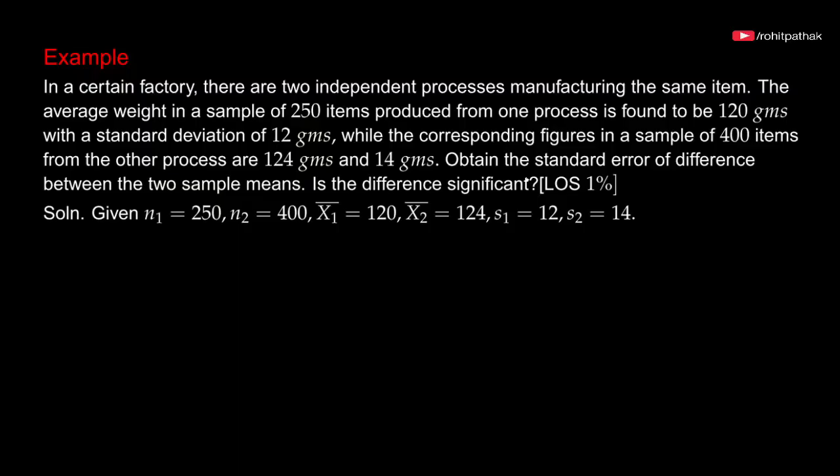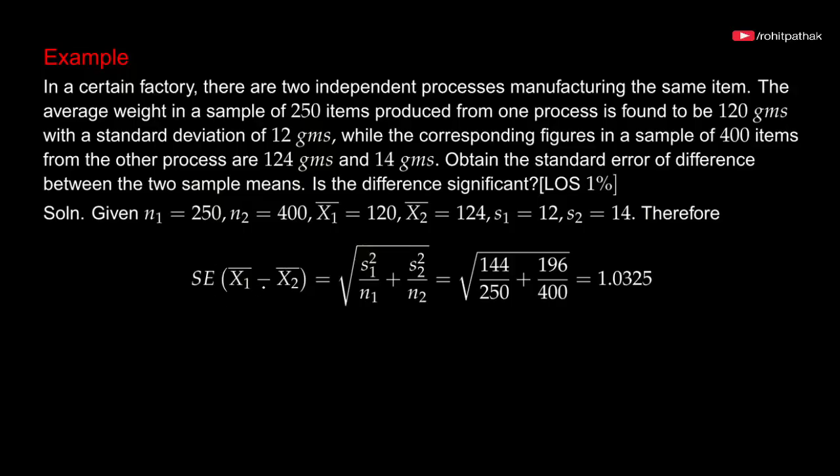So if we note down all the given figures, we find that the sample size of the first sample is 250, sample size of the second sample is 400, mean of the first sample is 120, mean of the second sample is 124, standard deviation of the first sample is 12, standard deviation of the second sample is 14. Now we have to find the standard error of difference between the two means.